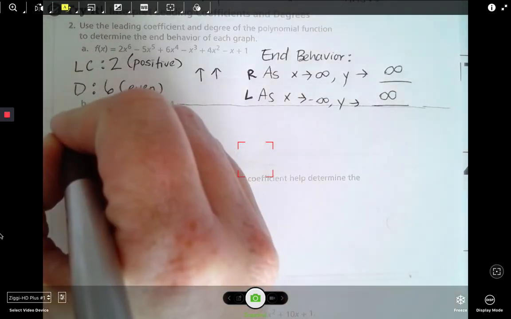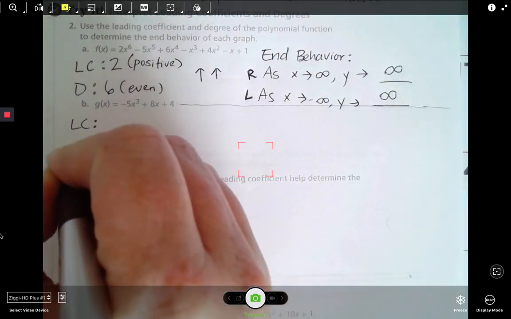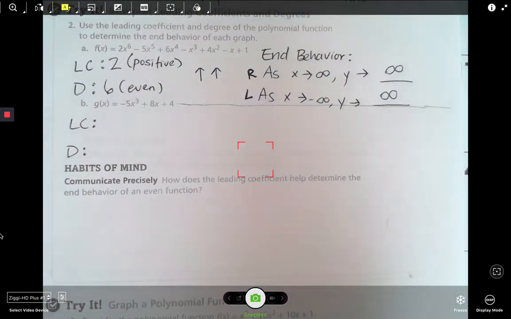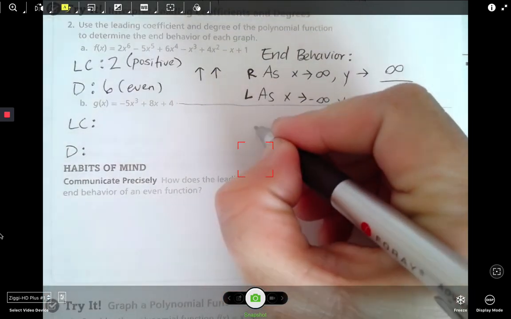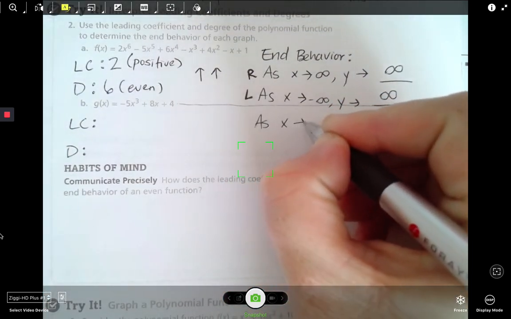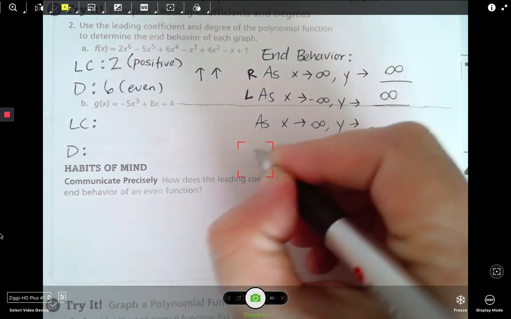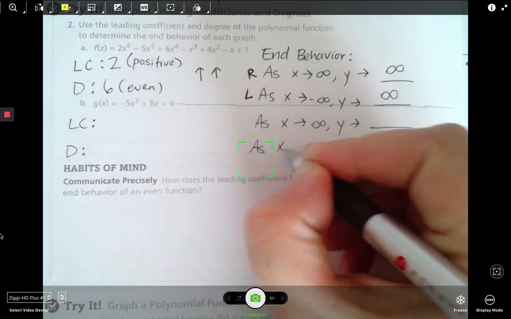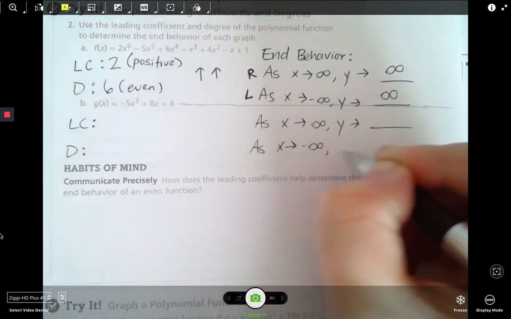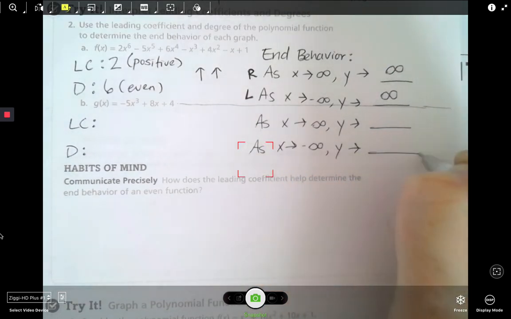Let's try the next one. Leading coefficient, degree, and then we'll write it as x approaches infinity, y approaches blank. As x approaches negative infinity, y approaches blank.